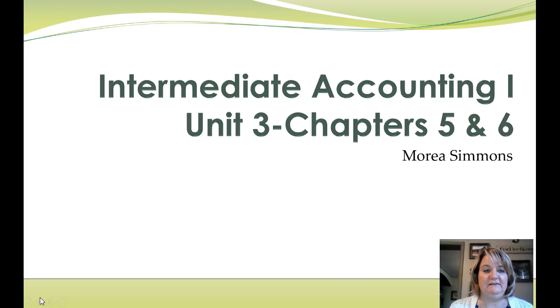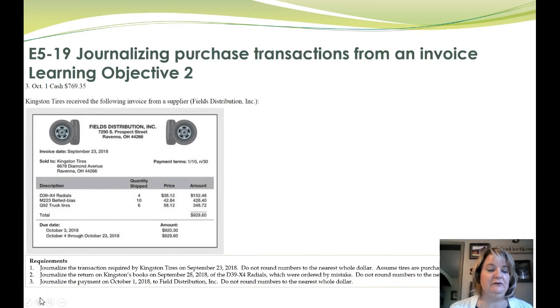So let's get started. The first one we are going to go over is E5-19. It's journalizing a purchase transaction from an invoice. This is in regards to Learning Objective 2 in Chapter 5, which is account for the purchase of merchandise inventory using a perpetual inventory system.